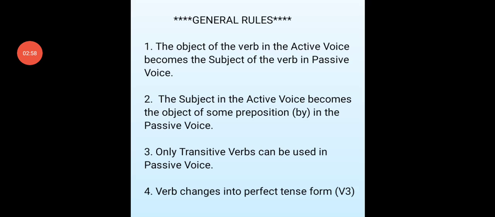Third, only transitive verbs can be used in passive voice. Fourth, verb changes into perfect tense form, V3. You can say you always use V3 in passive voice. These are general rules.